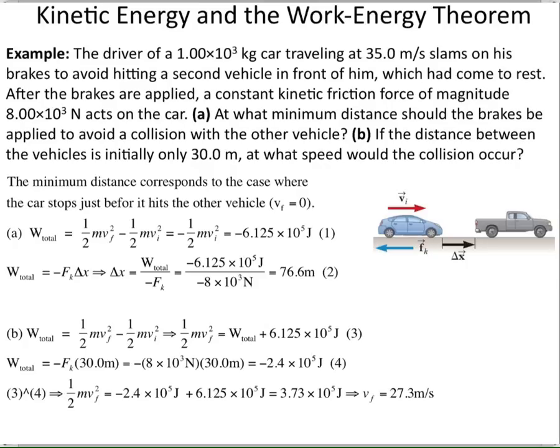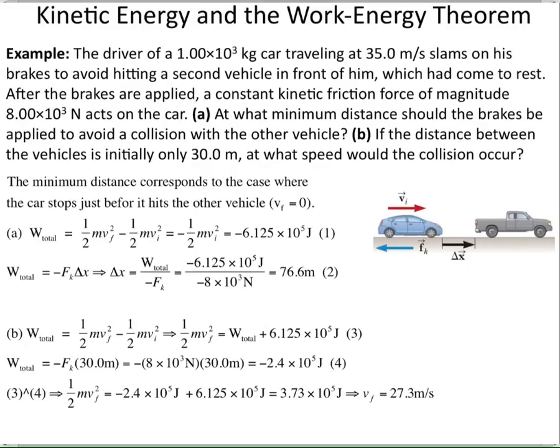Okay. And from the first part, we know that to avoid the collision, at least we need this much distance between the car and track, 76.6 meters. But if the distance between them is 30 meters, then what is the collision velocity of the car? It will definitely collide because there is not enough space between the cars. So again, this time we will calculate the total work by two different expressions.